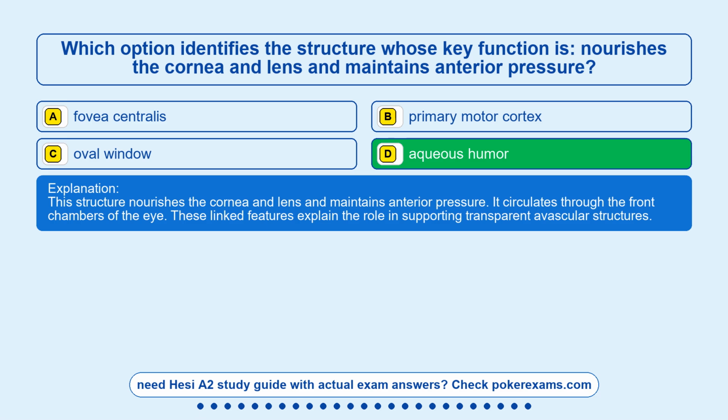This structure nourishes the cornea and lens and maintains anterior pressure. It circulates through the front chambers of the eye. These linked features explain the role in supporting transparent avascular structures.